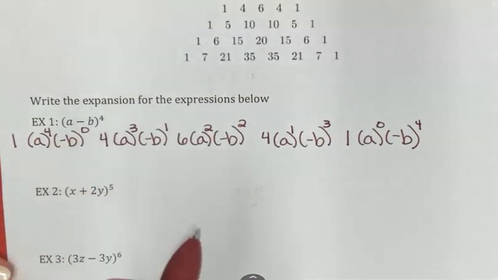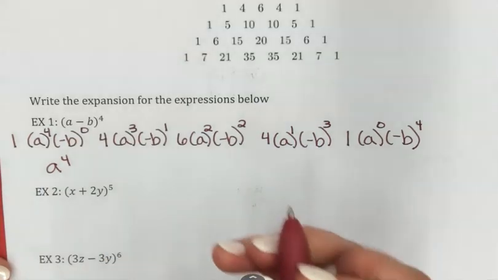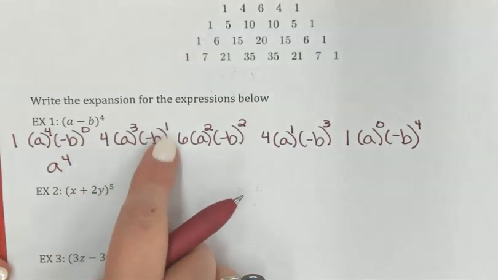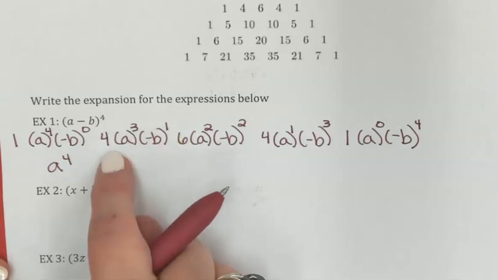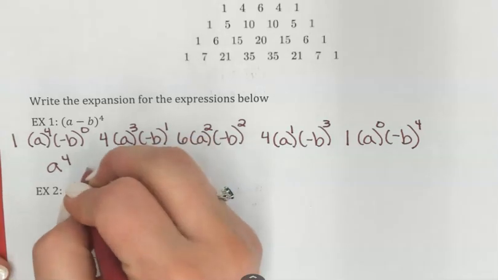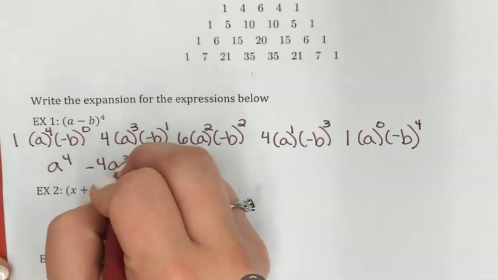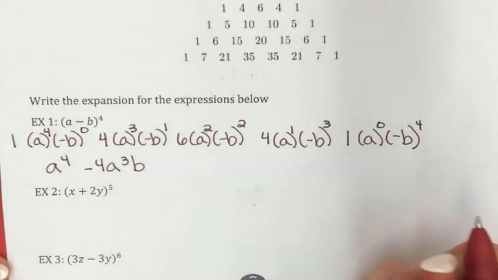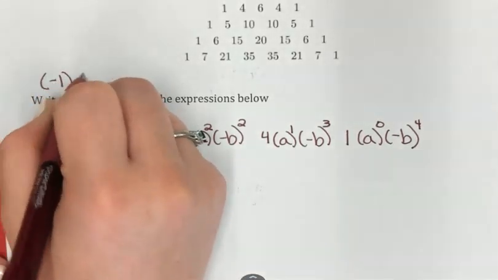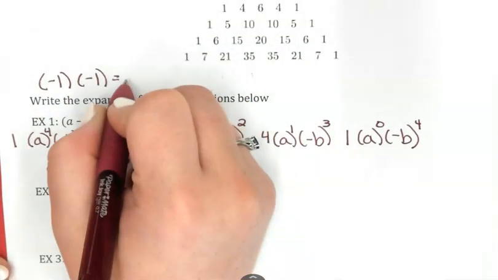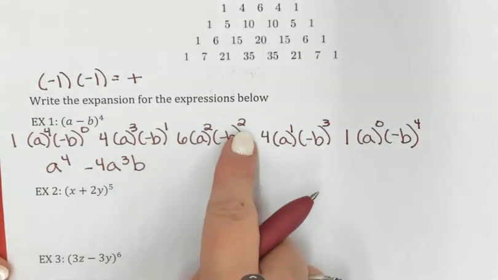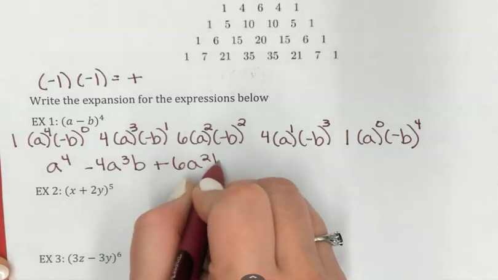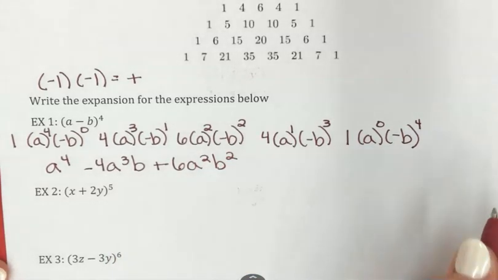So for my first term, this is just going to be a to the 4th. For my next term, I've got negative b to the 1st power. So my coefficient in front is actually going to be negative 4, then a cubed b. Then I've got 6a squared negative b squared. Now when you have a negative times a negative, that becomes positive. So when you have even exponents, it becomes a positive value. So 6a squared b squared.